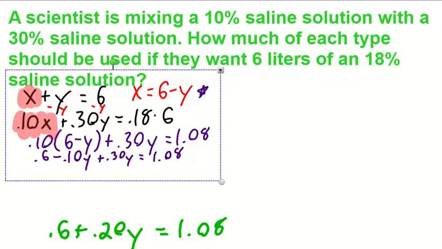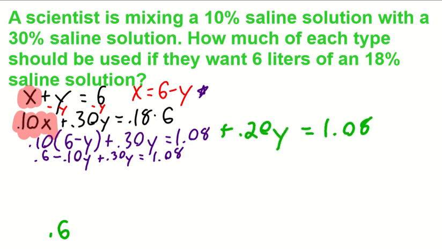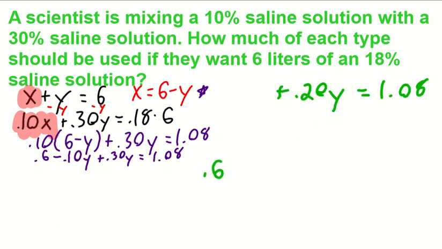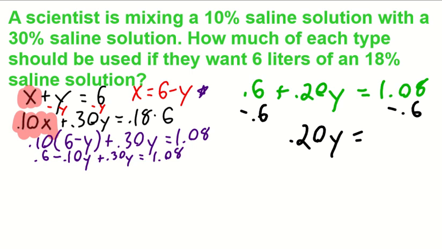All right, so I'm going to take that equation I have here in green, and that's what I have to solve. So to solve that, I subtract the 0.6 from each side. So I got 0.20y equals, and then my 1.08 minus 0.6 gives me 0.48. And then I divide by the 0.20. So my y equals 2.4.